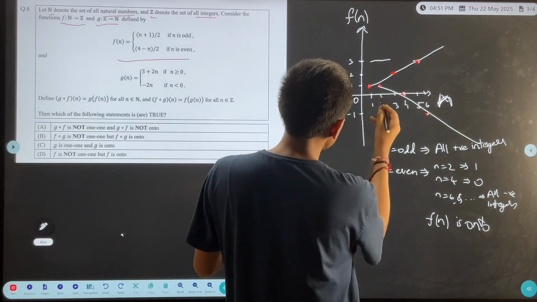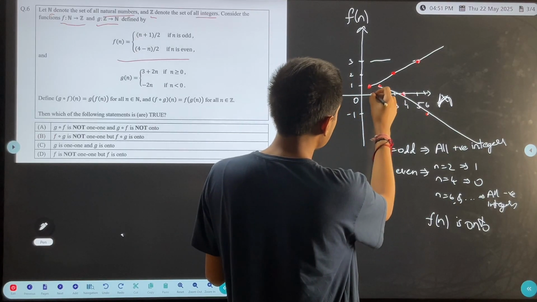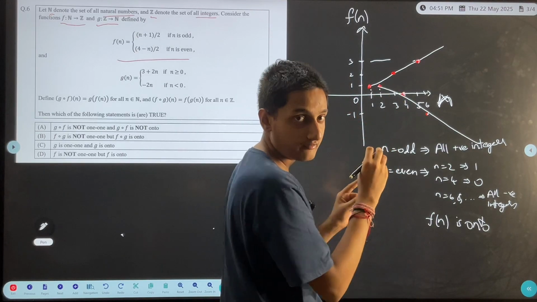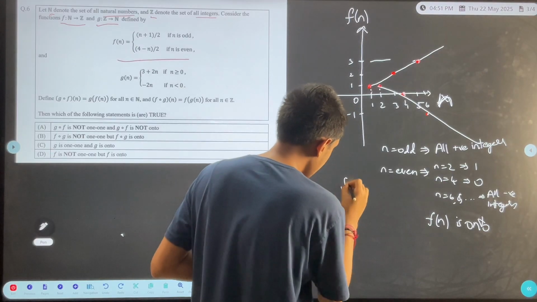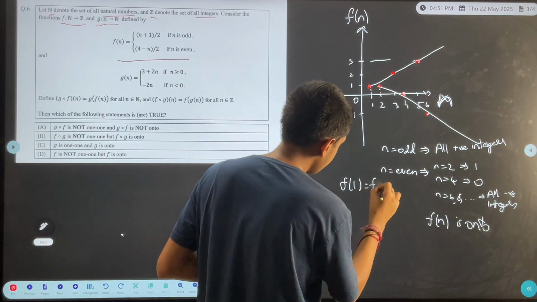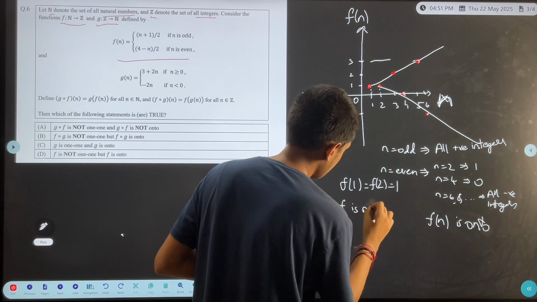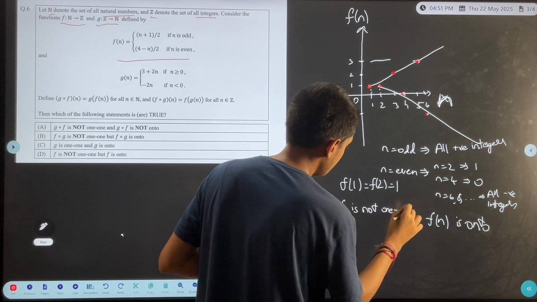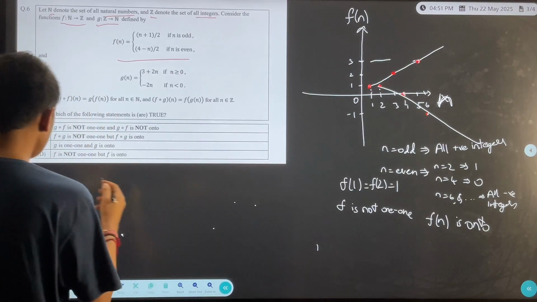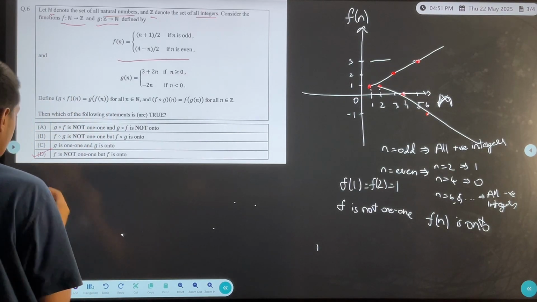Now next let's look at one-one nature. So here you can see that f of 1 is equal to 1 and also f of 2 is equal to 1. So because f of 1 equal to f of 2 equal to 1, f is not one-one. Alright. So this means that option D is correct.